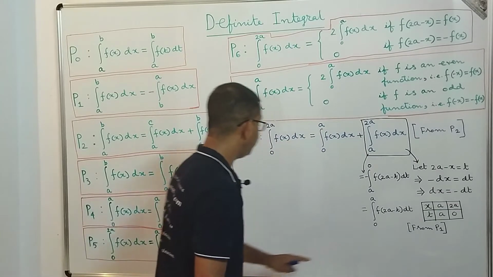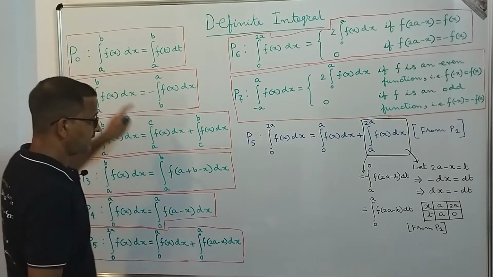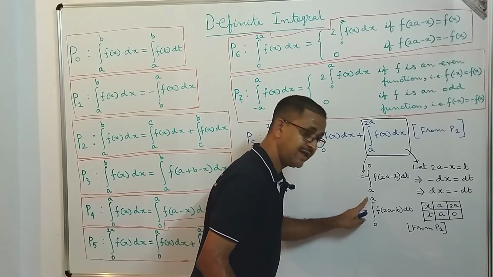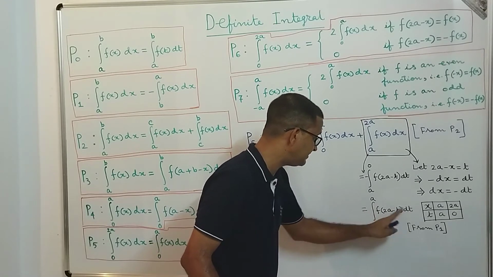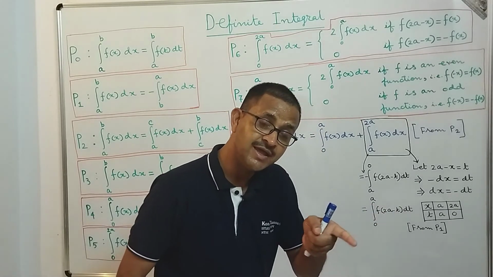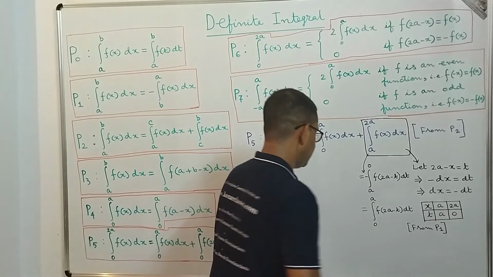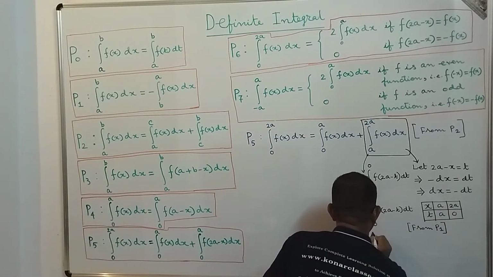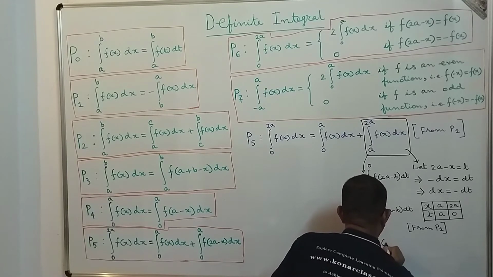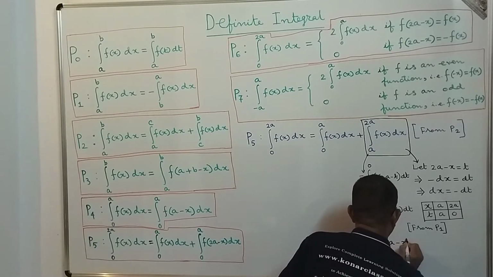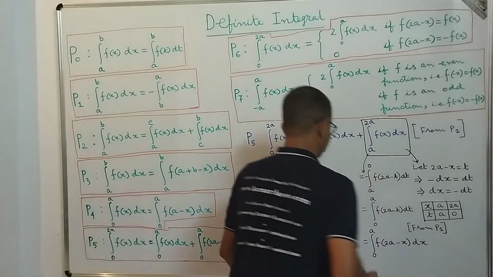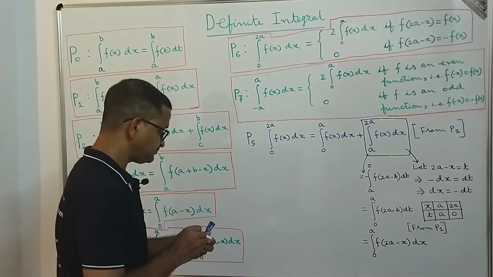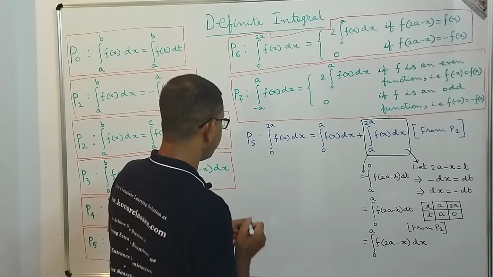And now by means of that property P0 we can write integration 0 to a f of 2a minus t dt is equal to integration 0 to a f of 2a minus x dx. So what we can write here, dear students? So this we can write integration 0 to a f of 2a minus x dx. So you are done.